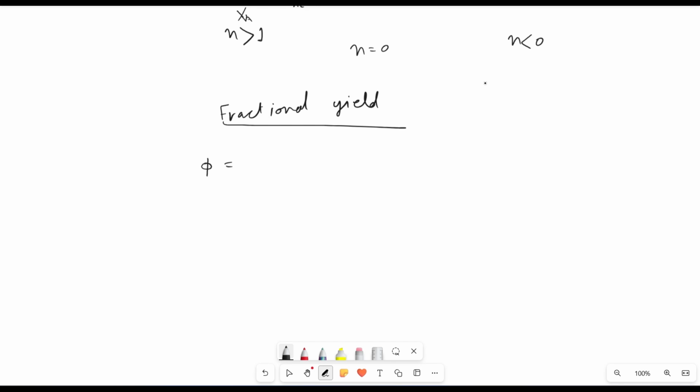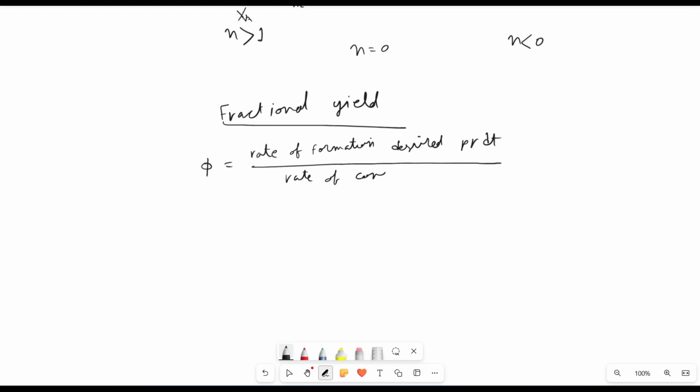rate of formation of desired product divided by rate of consumption of reactant.